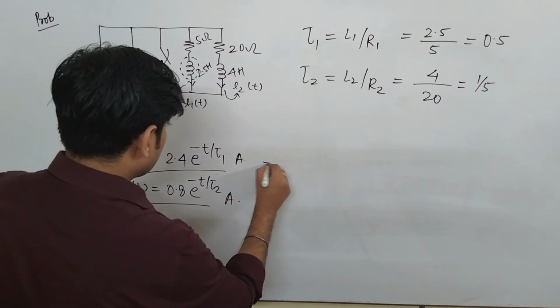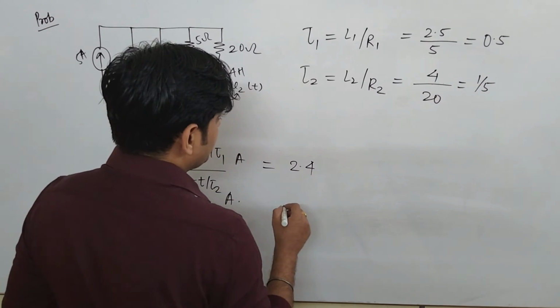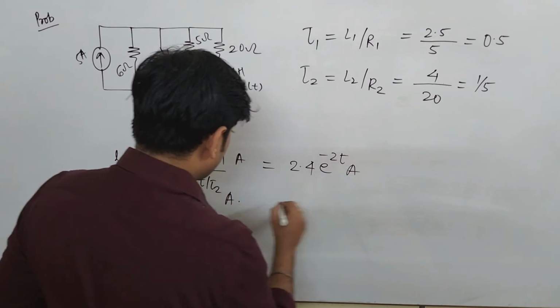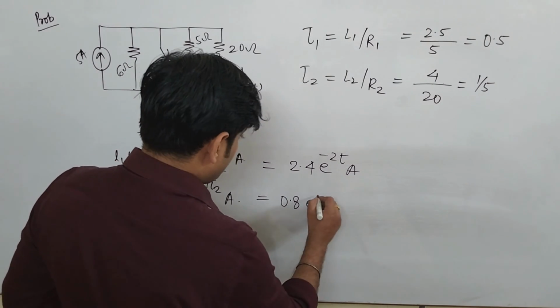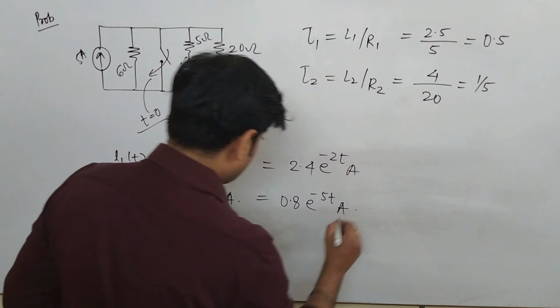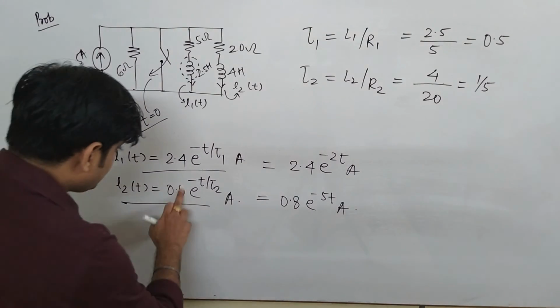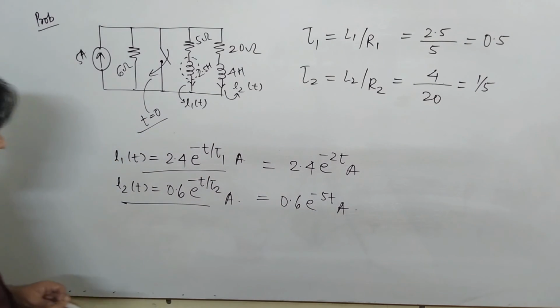So from here the value of I1(t) comes to be 2.5 e to the power, that is tau 1 is 0.5, or you can say it is 1 by 2, so e to the power minus 2t amperes, and that comes to be 0.8 e to the power minus of 5t amperes. This is the solution for, this was not 0.8, this was 0.6, okay, this was 0.6. So it is 0.6 e to the power minus of 5t amperes.